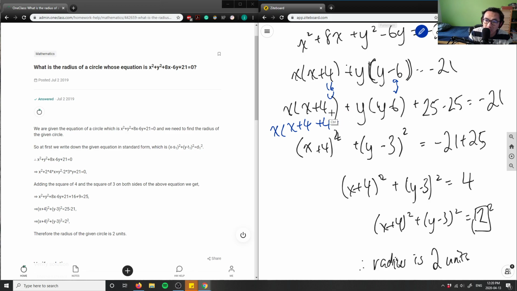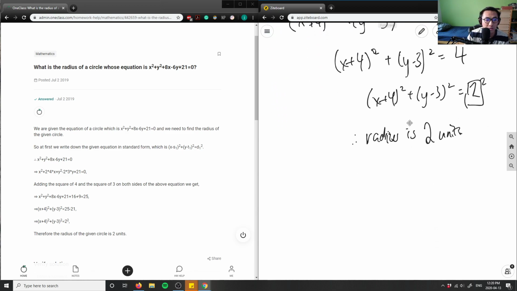Or sorry, this would be 16, not 4, so 16 minus 16. And then I could have done the same thing for the y. Because then negative 16 minus 9 is negative 25. So that's how they got the 25 here. That's what they're doing here.